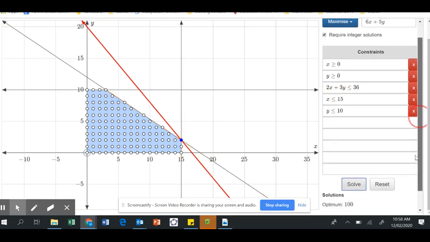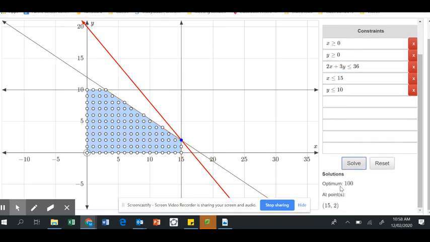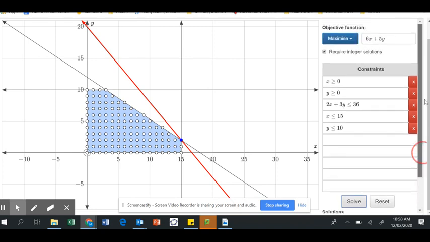Have a look at this. Optimum, and you made $100 from it. Later in the question, something changed. The prices changed, didn't they? The very last question, let's have a look at this together. So the graph still stays the same. The only thing that changed was this objective function, from 6x plus 5y to 4x plus 6y.